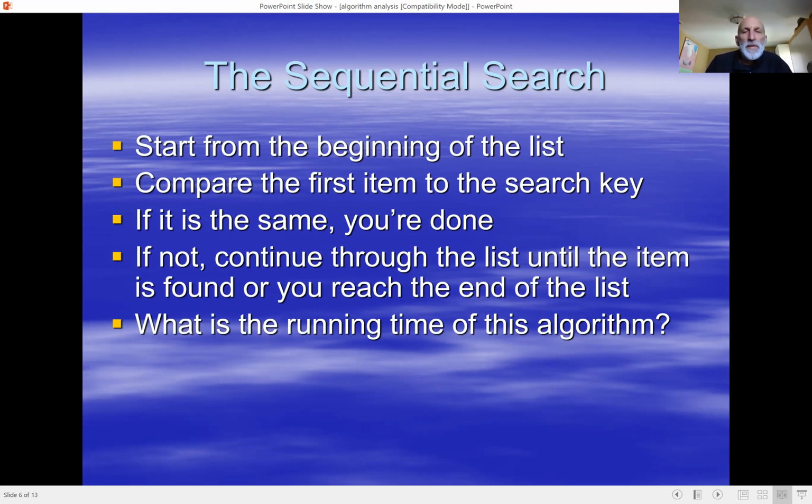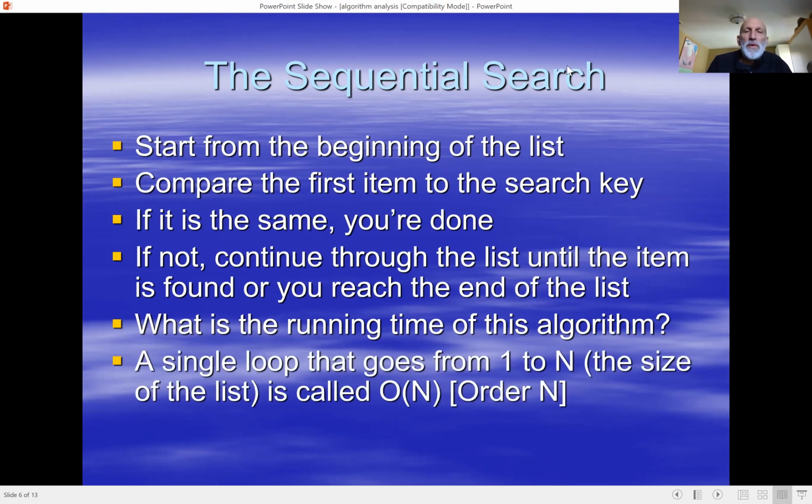So what's the running time of this algorithm? It's clearly not order 1, because it depends on what? Well, it depends on the size of the list. So the size of the list we'll call n items in the list. It's a single looping structure, if you were to code this, and it is called an order n algorithm.